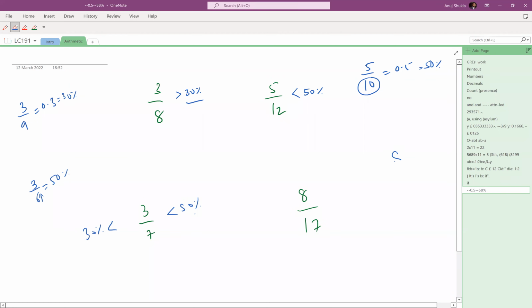8 by 17: 8 by 16 is 50%. If you increase the denominator, it will be a little less than 50%. Okay, this is clear.